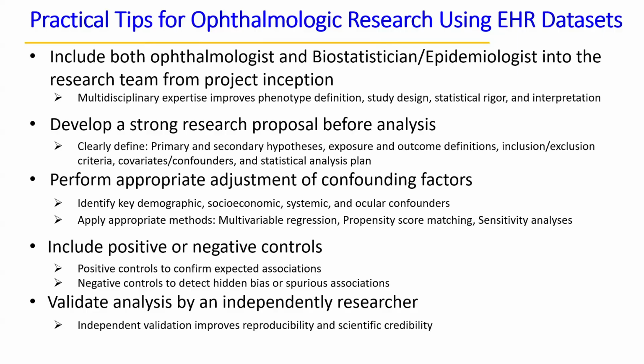And it would be good to include positive and negative controls if possible, so that you can validate that the cohort you build really makes sense. If you use a positive control, you can confirm that the association can be validated. And if you use a negative control, you can see whether there is any hidden bias or residual confounding. I also highly recommend having the validation done by another person. This is hugely important for these databases.